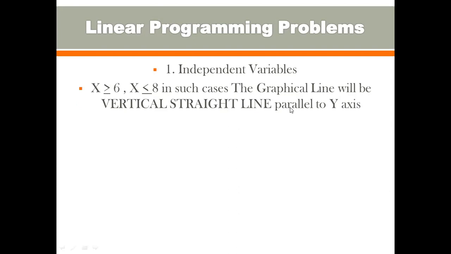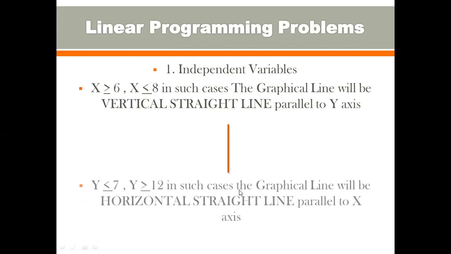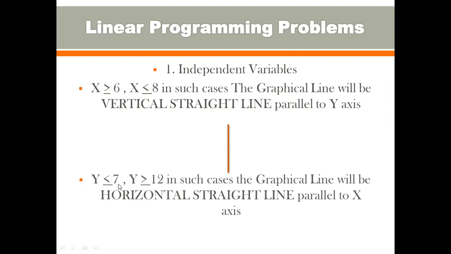In such cases, the graphical line which we will be plotting on the graph will be a vertical straight line which will be parallel to the y-axis. When I say vertical, it means a standing straight line. Is it clear? So you have to remember for independent variable X, the line which you will be drawing will be parallel to the y-axis, a perpendicular line, you can see, a vertical line. Coming to the next case, y less than equal to 7 or y greater equal to 12. Again, in such cases, variable y exists alone and X is not there. So the graphical line will be a horizontal straight line parallel to the x-axis.